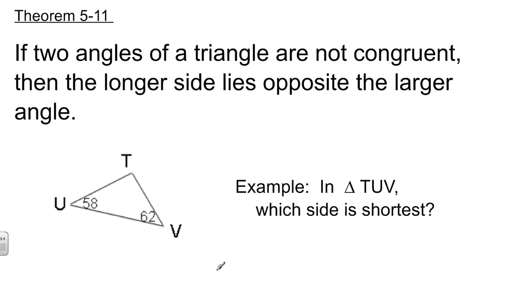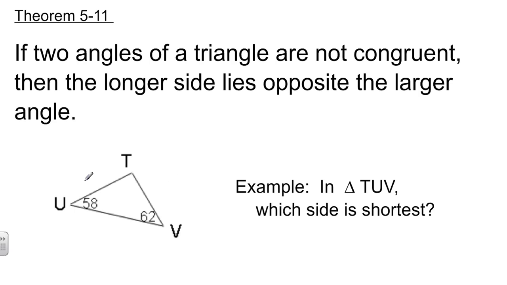All right, next up, one more theorem. Theorem 5.11 says if two angles of a triangle are not congruent, then the longer side lies opposite the larger angle. Okay, so two angles of a triangle not congruent, the longer side lies opposite. Really, it's kind of the converse of the last theorem. So now it doesn't tell you what the actual measures are, but it just kind of compares the two. Which one's larger, which one's shorter.